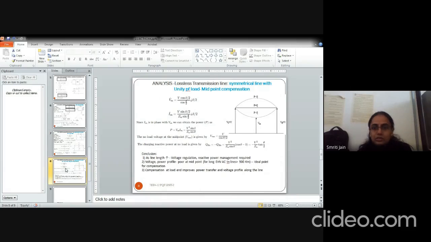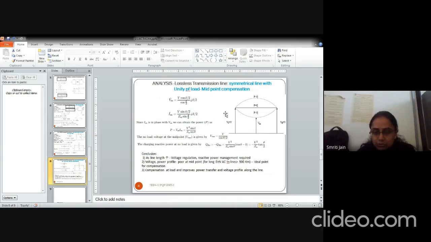So if you see here Vm and Im, the conclusions are basically that as line length increases, voltage regulation and reactive power management are required. And the voltage and power profile is very poor at the midpoint when we talk of transmission lines greater than 500 kilometers, that is, a long transmission line. So it is the ideal point for compensation if it is to be provided on the transmission line. And compensation, if provided at the load end, will improve the power transfer capability as well as the voltage profile along the line.